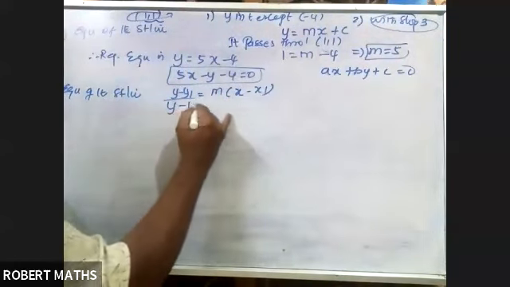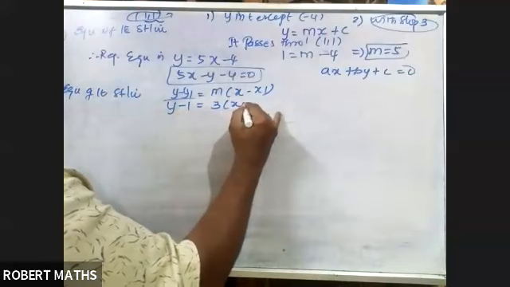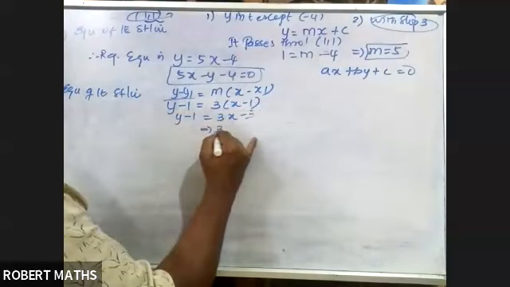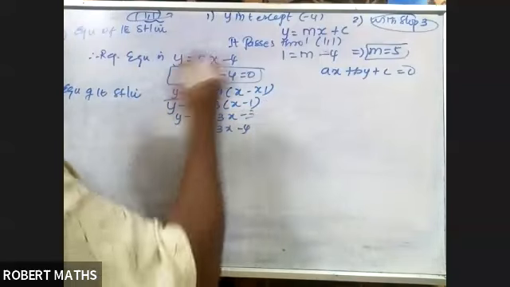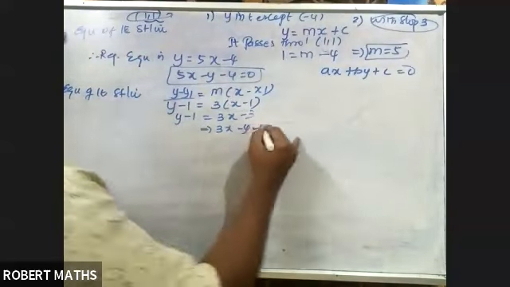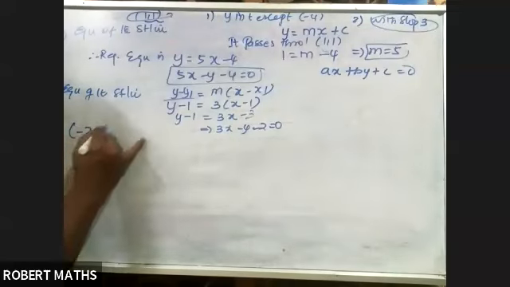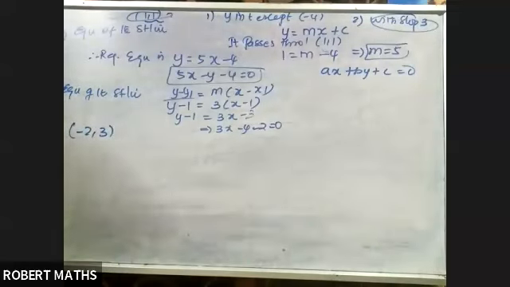Point is 1. M is 3 into x minus 1. Y minus 1 equals 3x minus 3. We'll get this as 3x minus y, bring this minus 1 that side, plus 1 minus 2 equal to 0. See how quickly we can do it, time savers. Next, look at what they have given: minus 2, 3 and passes through 1 point, 2 point.